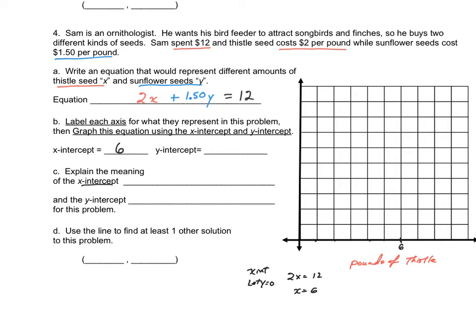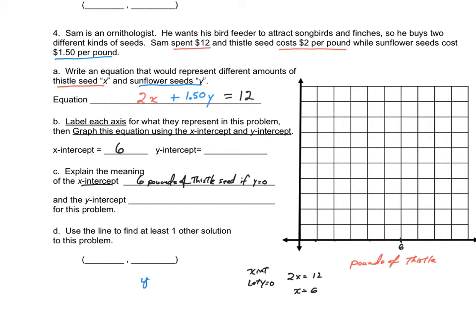What does it mean? It means if he only bought thistle seed, he could buy 6 pounds of thistle seed, no sunflower seeds. Now I'm running out of room here, so I'm just going to say if y equals 0, if the pounds of sunflower seeds equals 0.